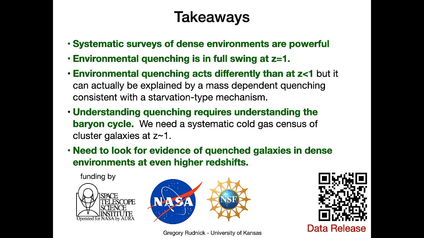So here are my takeaways. Systematic surveys of dense environments are powerful. Environmental quenching is indeed in full swing at z of 1, but it acts differently than at z less than 1. Understanding quenching requires understanding the baryon cycle, and we need to look for evidence of quiescent galaxies in dense environments at high redshift. Thank you.